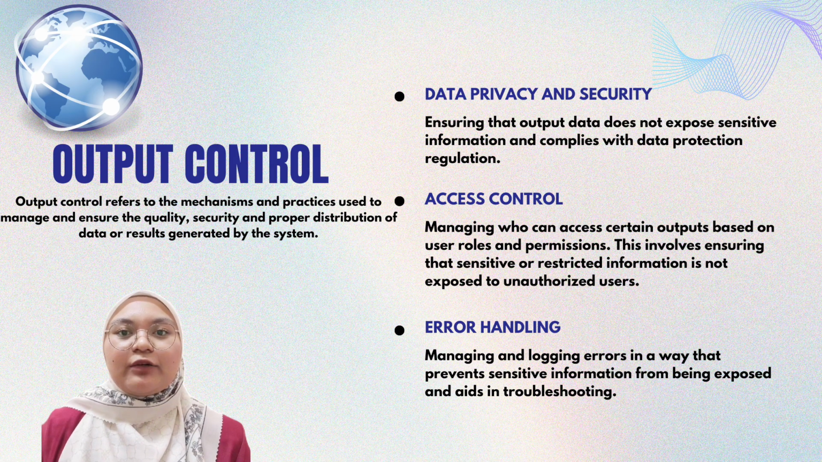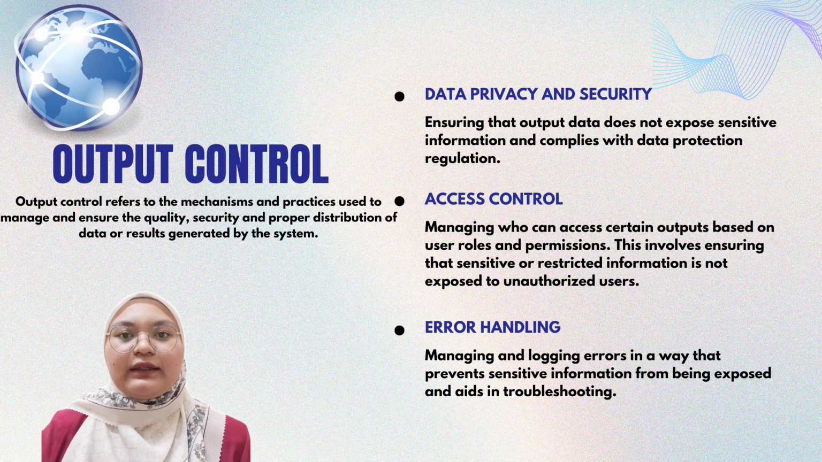So, what is output control? Output control refers to the mechanisms and practices used to manage and ensure the quality, security and proper distribution of data or results generated by the system. Firstly, data privacy and security. It is ensuring that output data does not expose sensitive information and complies with data protection regulations.